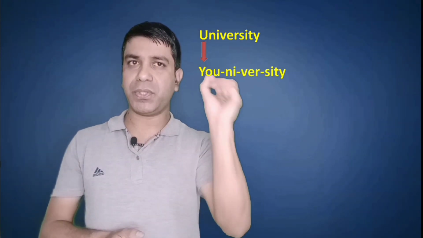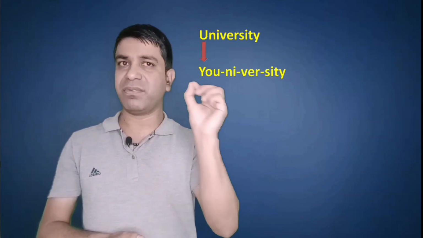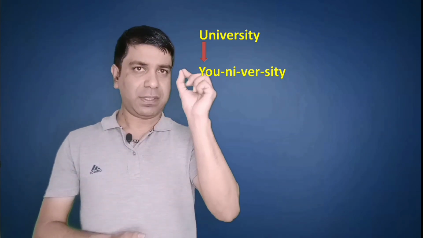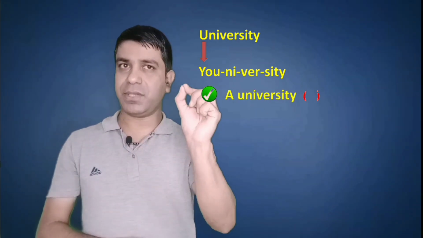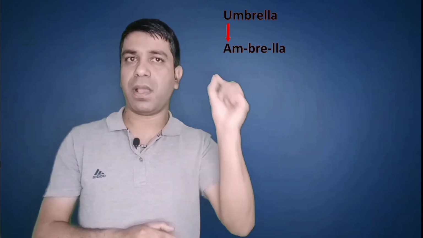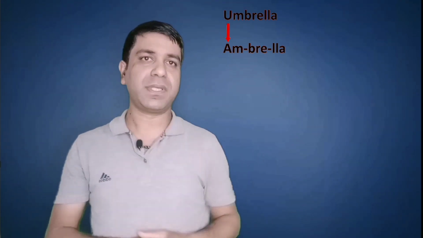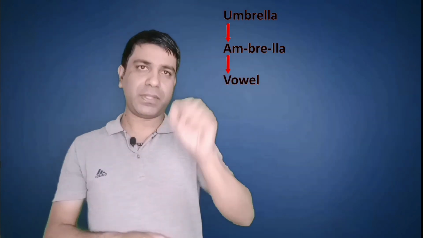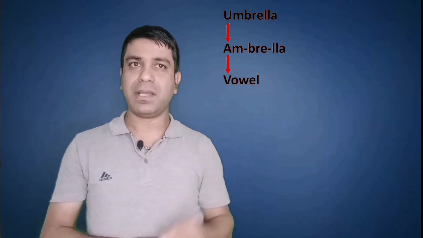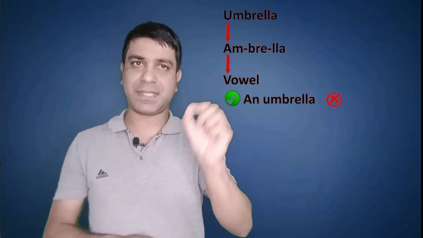Similarly, the sound of U in the word university is also "yoo". It is pronounced as "yoo"-niversity. So it is a university, not an university. Now look at the sound of U in the word umbrella. U in the word umbrella is pronounced as "uh". The first sound is a vowel. Therefore, we use an before umbrella because U gives a vowel sound.